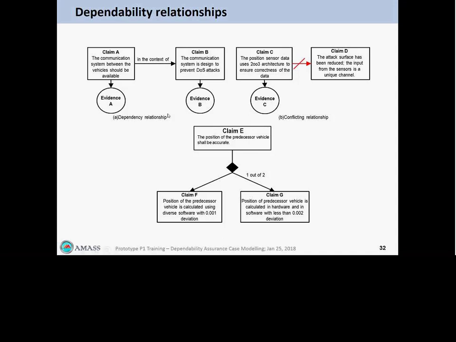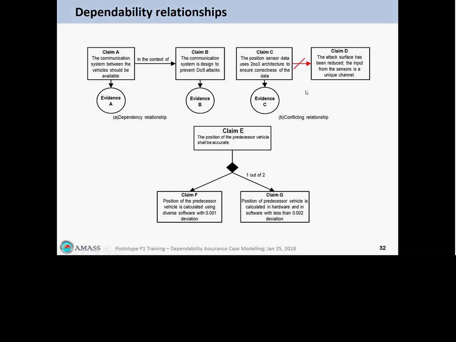So this is the dependency, the first one. We can say, well, the communication system between the vehicles should be available. But this claim would be true depending on claim B, that the communication of the system is designed to prevent denial of service attacks. So this is okay, but in the context that this is also okay.